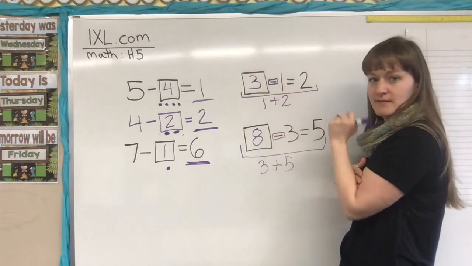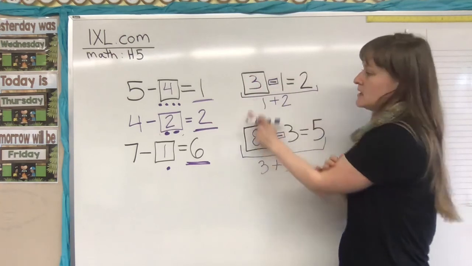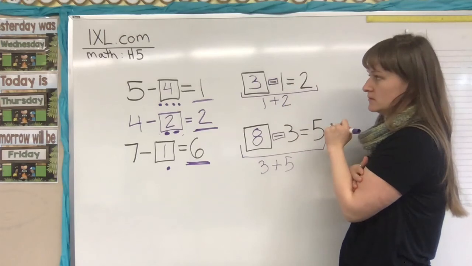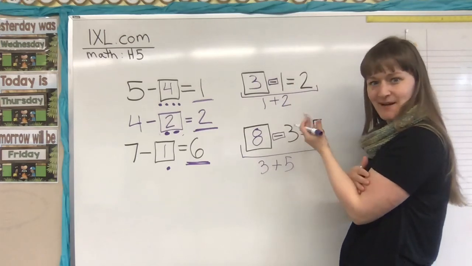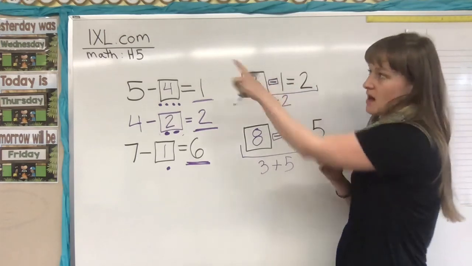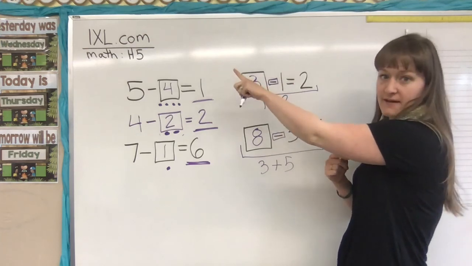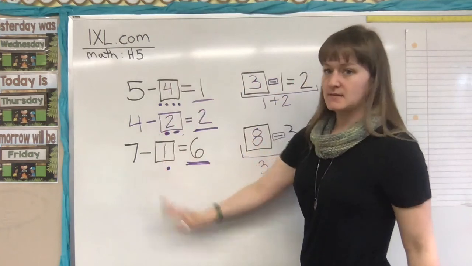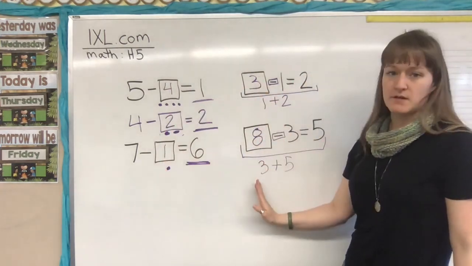3. 3 is our missing number. Let's see if it's correct. 3 minus 1 equals 2. Yes. So there we go. Two different equations you will see on IXL Math H5: the missing number in the second place and the missing number in the first place.